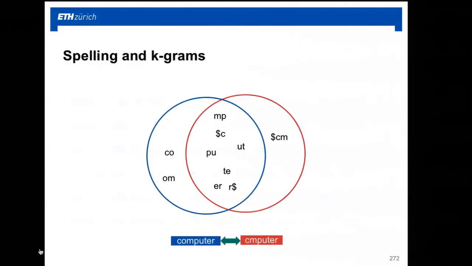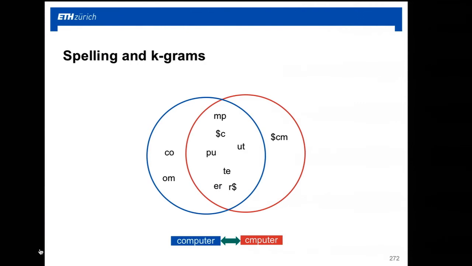It's the idea. So I added this. These are the 2-grams of the word computer. So you see $C, CO, OM, MP, PU, UT, TE, ER, R$. And then for the other word, it's $C, CM. Sorry, the dollar should not be here, just CM, MP, PU, UT, TE, ER, and R$. How many are there in the intersection? 7. Here we have in total 10, so it's 7 divided by 10, 0.7, okay?